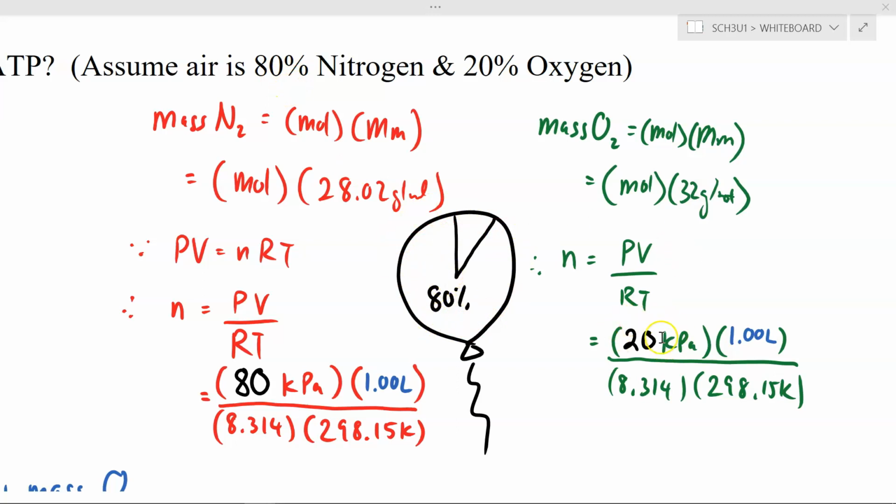The same goes for oxygen. It makes up 20% of the composition, but it's allowed to travel anywhere it wants in this entire balloon, so we keep it as 1 liter.